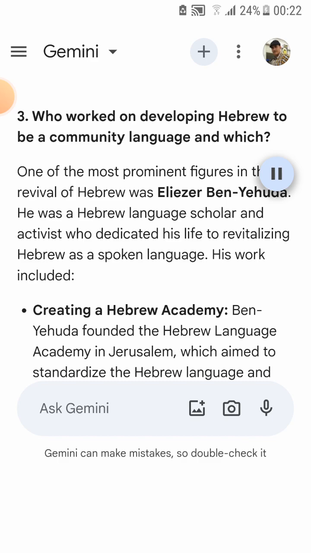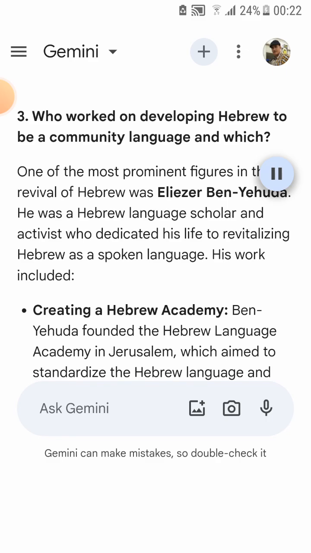4. When and how? The revival of Hebrew began in earnest in the late 19th century, primarily in Palestine, now Israel. It was fueled by the Zionist movement, which sought to create a Jewish homeland. Hebrew was seen as a unifying language that would help to create a strong Jewish identity and culture.